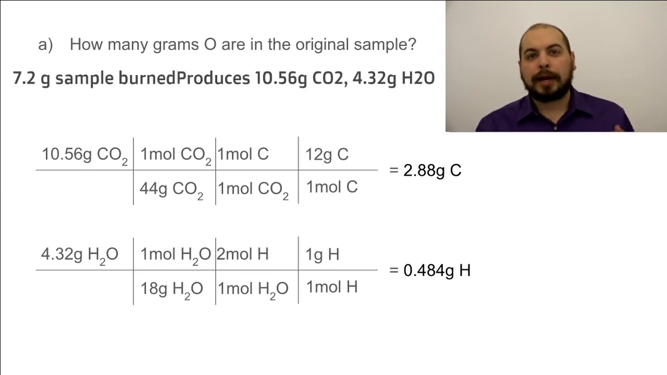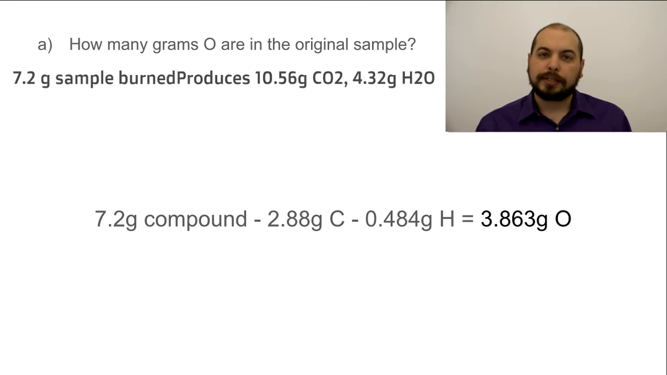So here we know the amount of carbon, 2.88 grams, and the amount of hydrogen, 0.484 grams. And what remains out of that 7.2 gram sample is going to be the oxygen. This tells us that we have 3.86 grams of oxygen in our original sample. Now what we're going to do with that information is convert all of those numbers back to moles in order to get to our empirical formula, which is the next part of the problem.